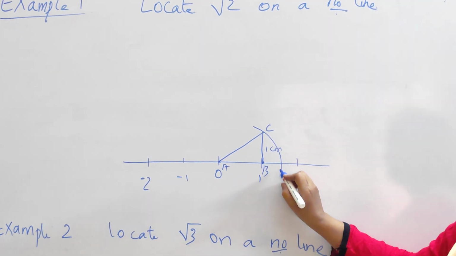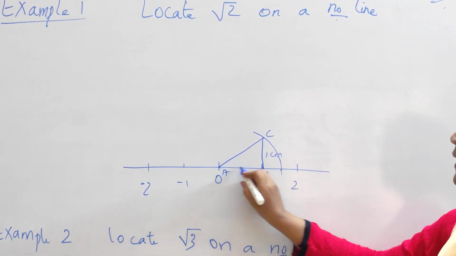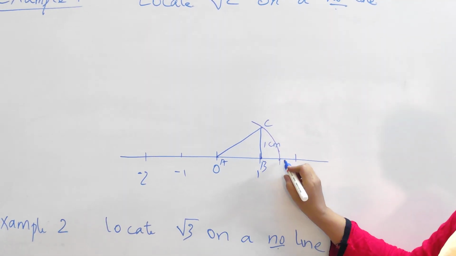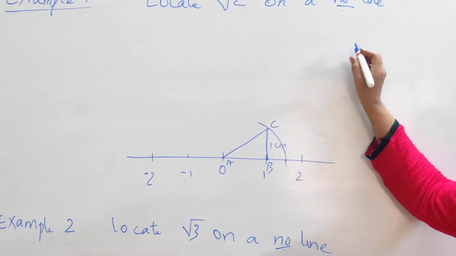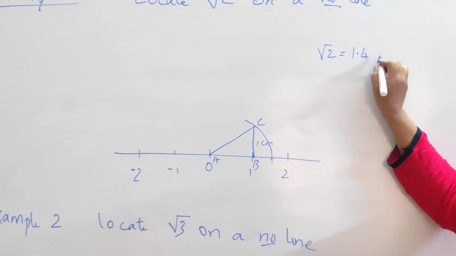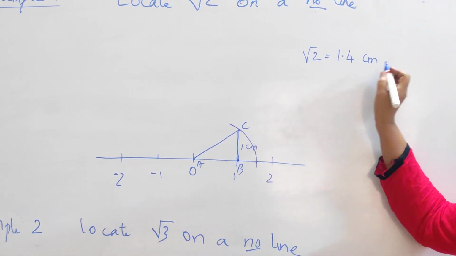Wherever this arc cuts, this will be your measurement, exactly what is the root 2 value when you measure with your scale. This will be approximately root 2 is 1.4 centimeter unit. Now how is that?